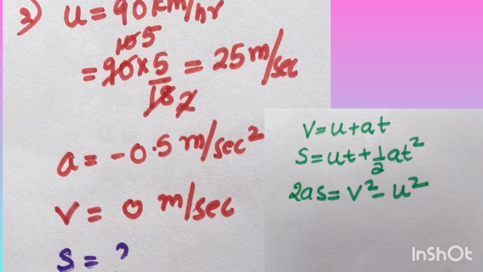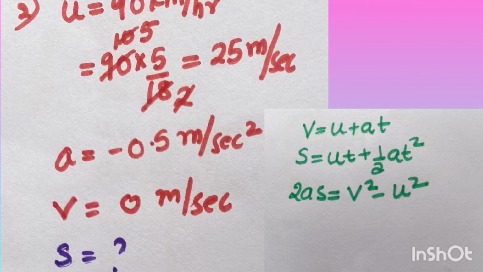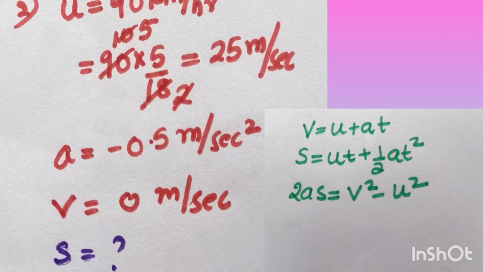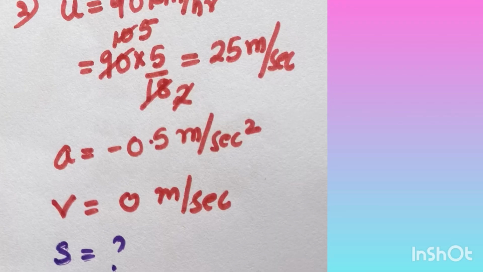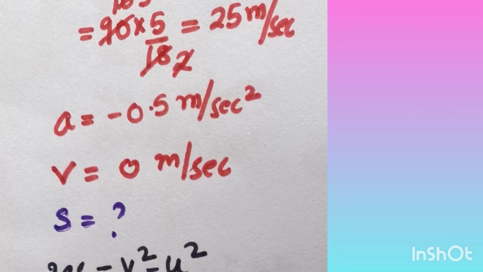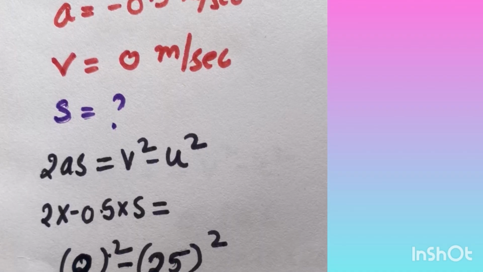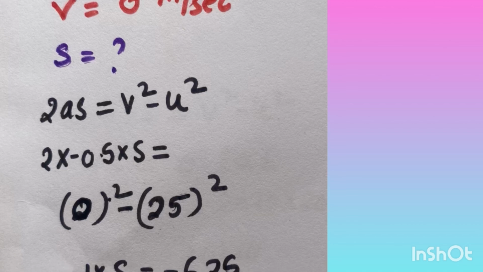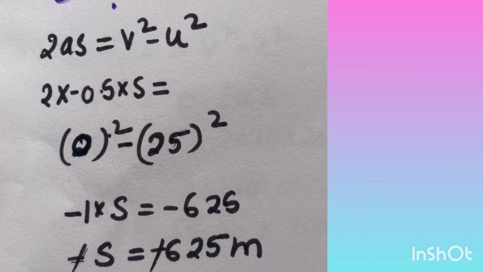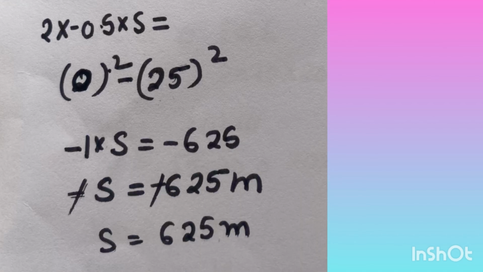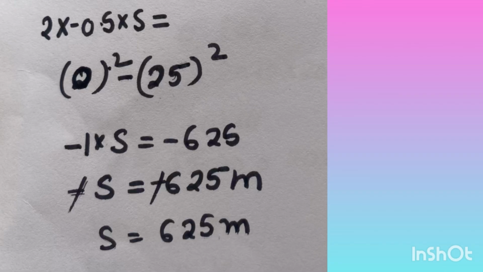Now u, a, v is given, so we can use 2as equals to v square minus u square to find distance. So substitute in formula. 2as equals to v square minus u square. So 2 into minus 0.5 into s equals to 0 square minus 25 square. 2 into minus 0.5 is minus 1. Minus 1 into s is minus 625. Minus sign will go. So distance or s equals to 625 meter.